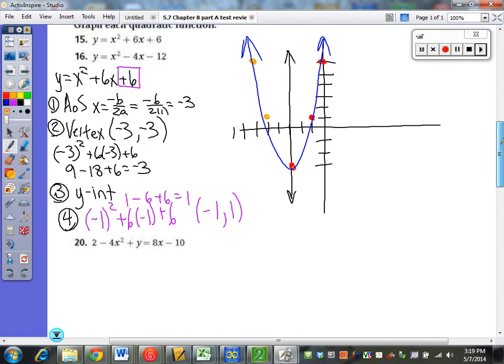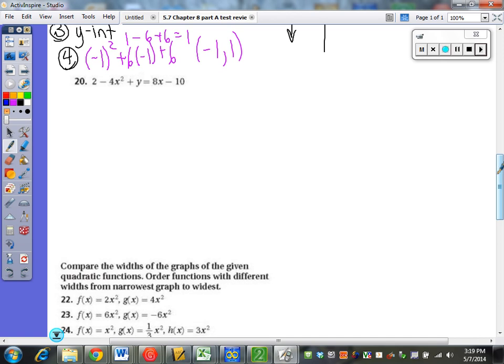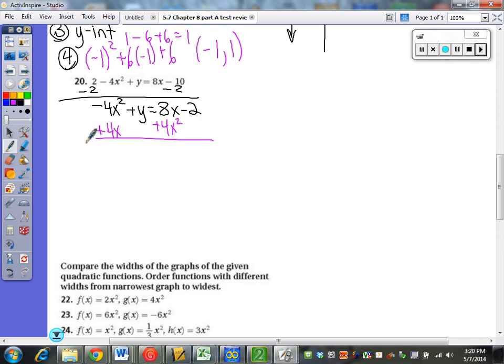I went ahead and put number 20 in for the primary reason that looking at this function, I need to go ahead and set it equal to y. I need to put it in standard form. So in order to do that, I need to simplify this. So I'm going to go ahead and subtract 2 first. So I have -4x squared plus y equals 8x minus 2. Now I'm going to add 4x squared to both sides. And this gives me y equals 4x squared plus 8x minus 2.